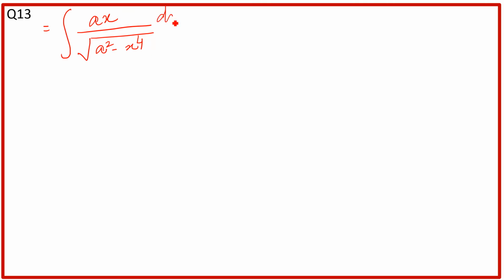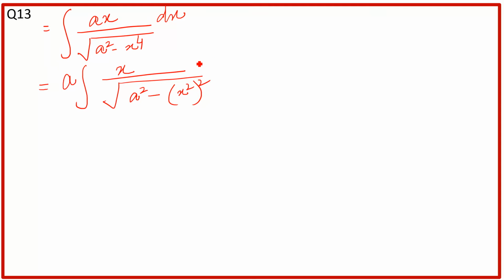So far, in whatever questions we have solved, if the first is a square, the second is also a square, but in this case we have x4, so do not worry about it. I will try my best to make it very easy. See, a is constant, we can take it outside the integral sign. In the numerator we have only x, in the denominator we have a square, and instead of x raised to power 4, I can write x square, then whole square, dx.